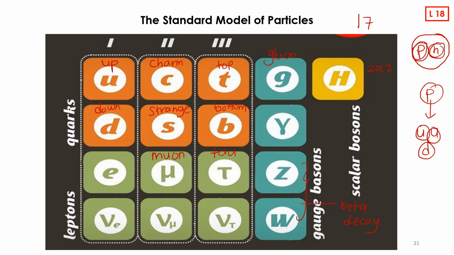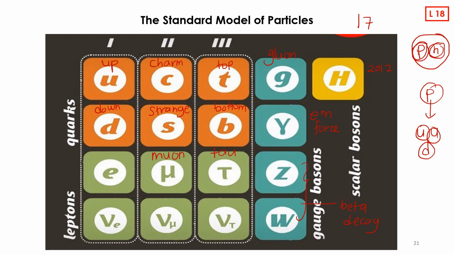And photon carries the electromagnetic force. Photon is massless, but gluon, W and Z bosons do have masses. And lastly, we have another kind of standard model particle, and these are called neutrinos.